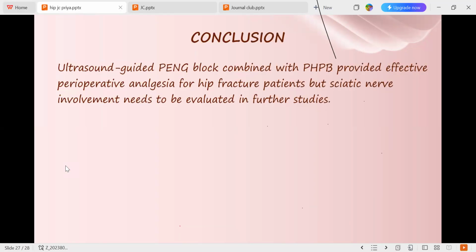Will it go? Will it give? Yes, sir. 0.25% may give motor blockade. It's unlikely to give you sciatic motor blockade, no? At that level, at the subgluteal level, it's going to be a thicker nerve there, and it is a little away. It is not exactly on the structure.